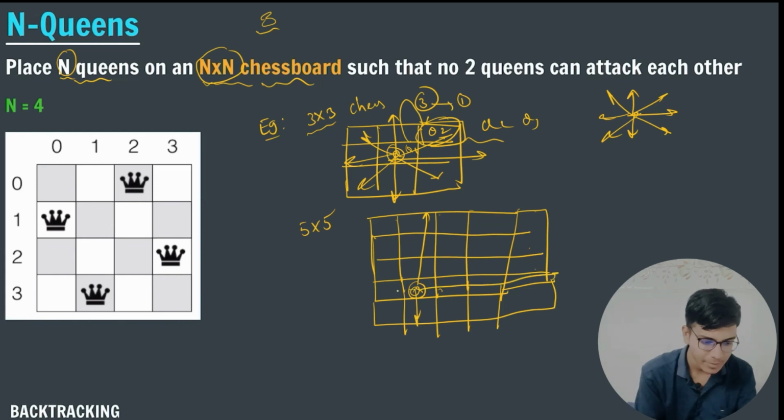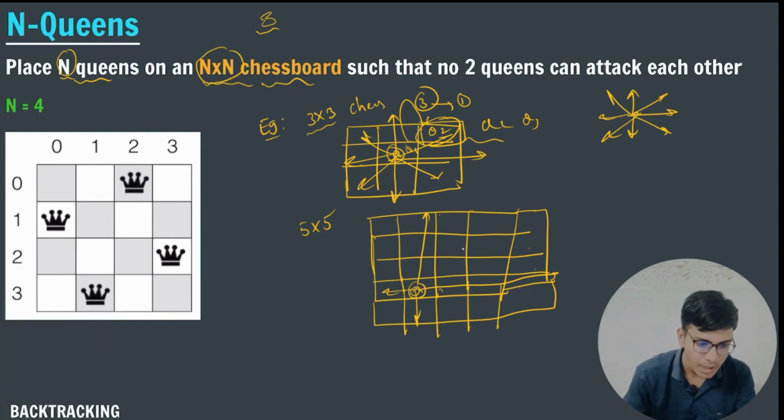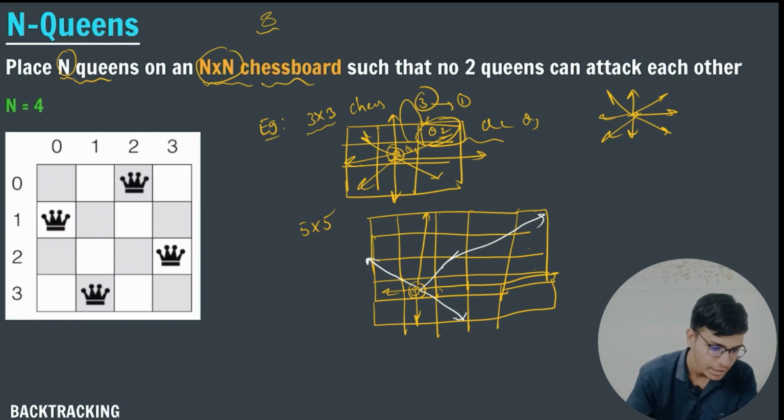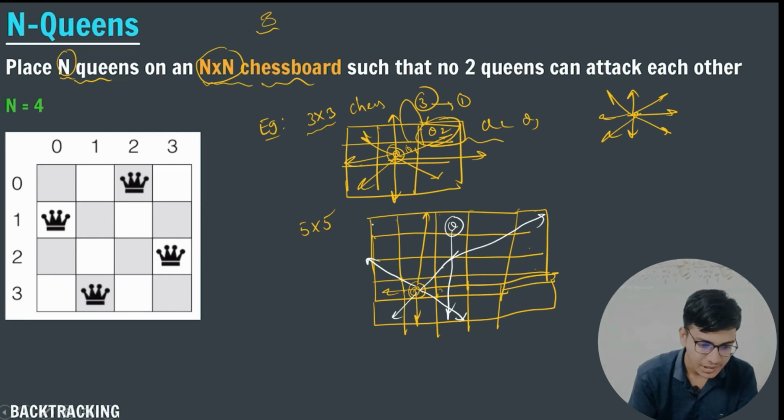Now I am changing the ink of my pen so that the attacking of queens will be even more understandable. So this whole diagonal position will be unsafe, and similarly with this one. So these all positions are unsafe. So here I can place my second queen. If I place my second queen here, it will occupy these certain areas, and these certain areas will become unsafe.